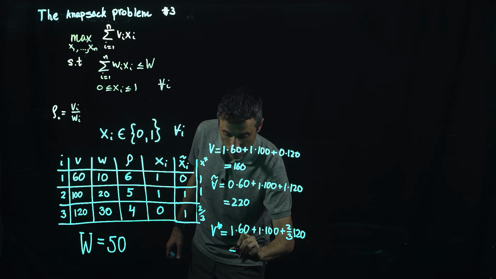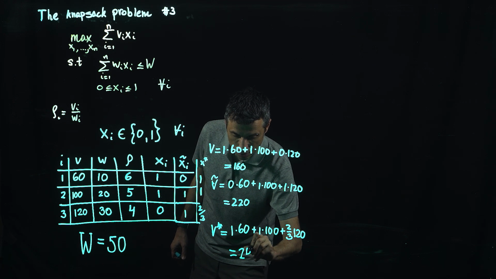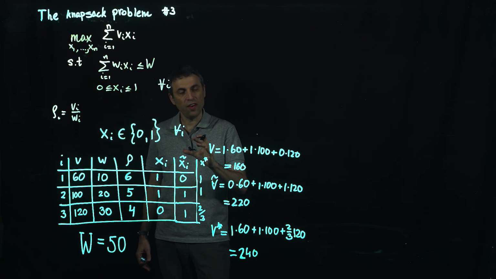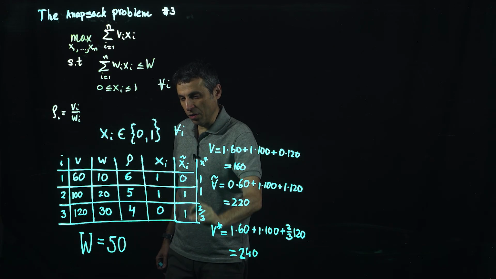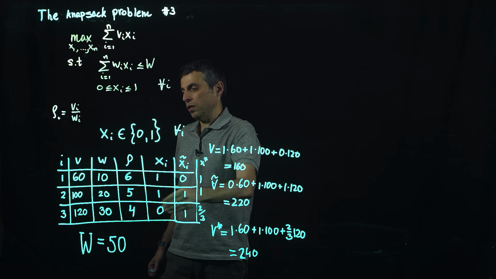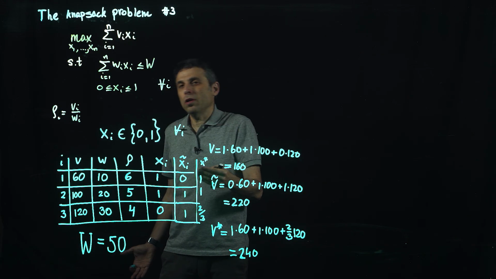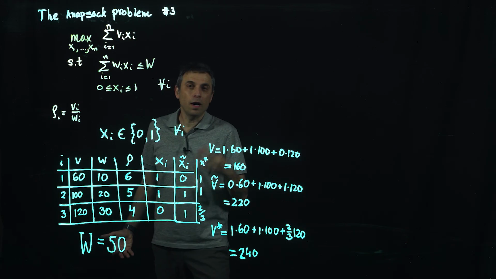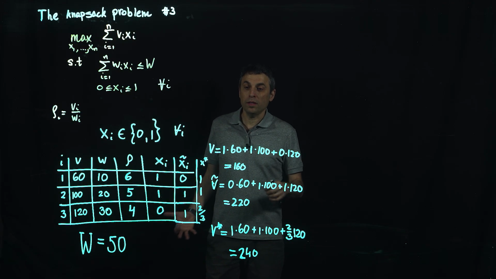Okay, so it's going to be 240. Obviously, the best I can do. Okay, so the greedy algorithm will fail if it's not divisible, because in some cases, like in this example, I'm better off taking those with the lower value to weight density.